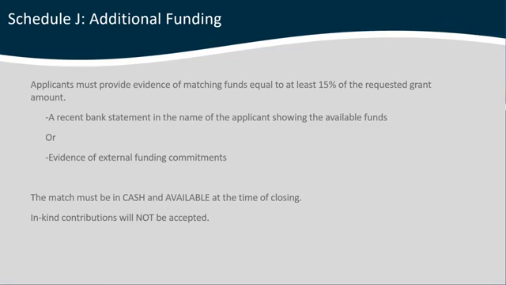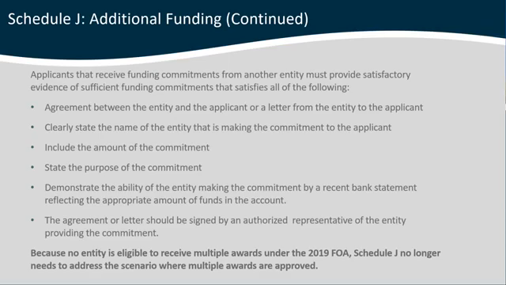Schedule J is additional funding. So there is a 15% match requirement, and we ask for demonstration of the ability to meet that. That can be done through a recent bank statement in the name of the applicant showing the funds are already available, or evidence of external funding commitments. The match must be in cash and available at the time of closing. In-kind contributions will not be accepted.